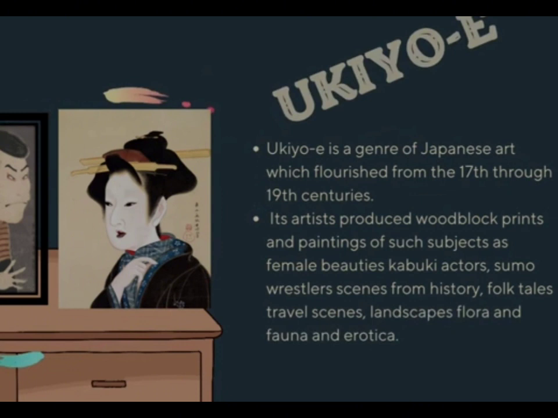Ukiyo-e is a genre of Japanese art which flourished from the 17th through 19th centuries. Its artists produced woodblock prints and paintings of such subjects as female beauties, kabuki actors, sumo wrestlers, scenes from history, folk tales, travel scenes, landscapes, flora and fauna, and erotica.